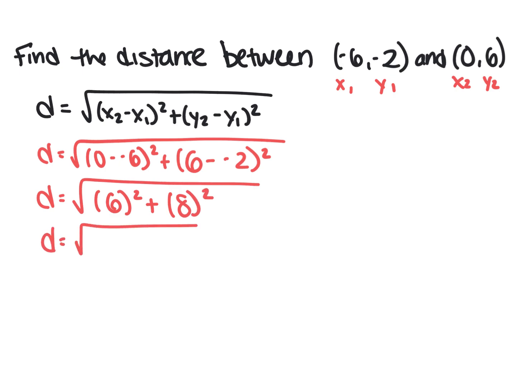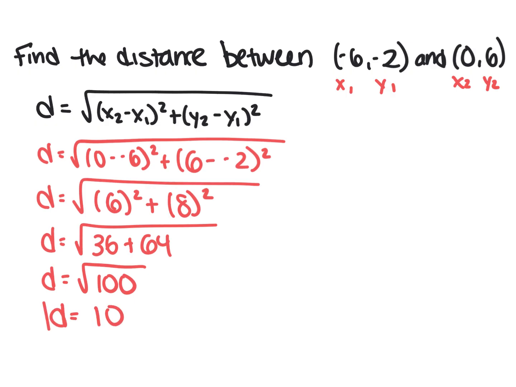So 6 squared is 36, and 8 squared is 64. So this becomes the square root of 100. When I type 100 into the calculator, the square root of 100 is just 10.